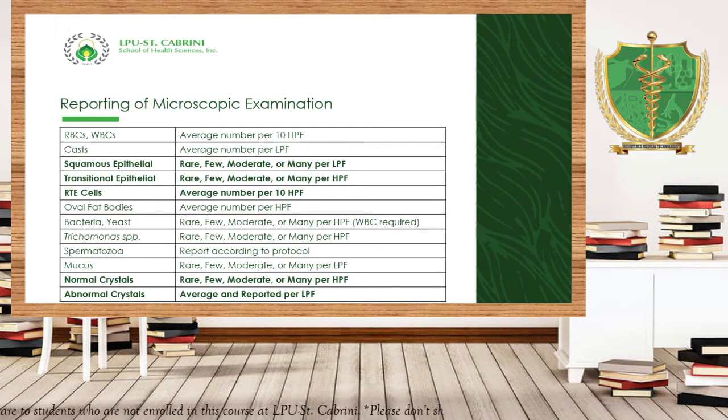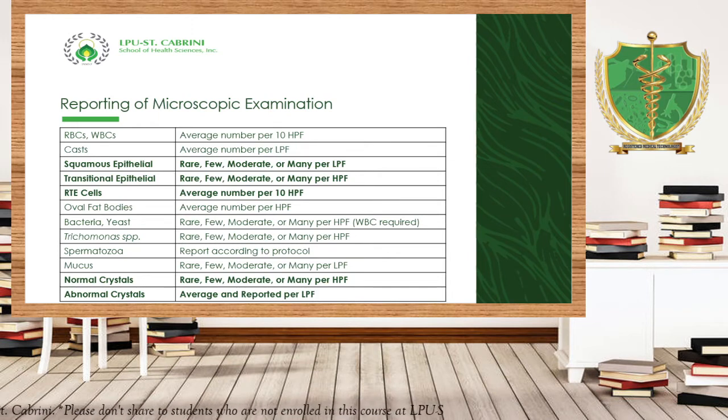For squamous epithelial cells, again, that is rare, few, moderate, many. Squamous epithelial cells are the largest cells that can be seen in the urine sediment, and that is considered normal. Don't worry, guys. Having squamous epithelial cells is normal. However, the presence of transitional epithelial cells and RTE cells or renal tubular epithelial cells is considered pathological, most especially the RTE. The presence of RTE suggests tubular injury.